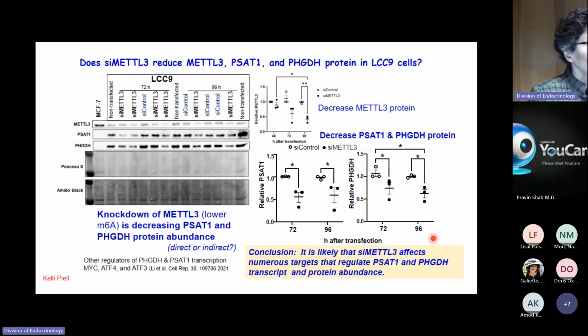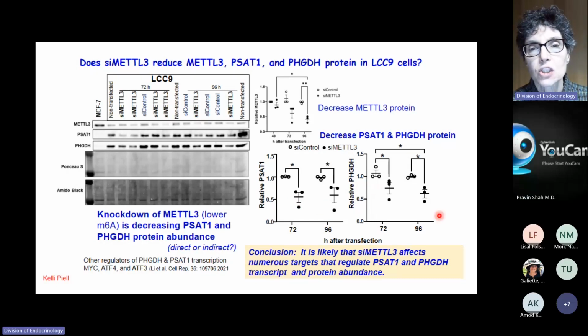So, of course, once you look at the transcript, you also want to look at the protein. So we asked, what happens to PSAT1 and PHGDH protein? First of all, we can see in the LCC9 cells that Si-METTL3 decreases METTL3 protein expression. And we can look at PSAT1 and PHGDH, and you can see that Si-METTL3 is decreasing both PSAT1 and PHGDH protein, both at 72 and 96 hours after transfection.